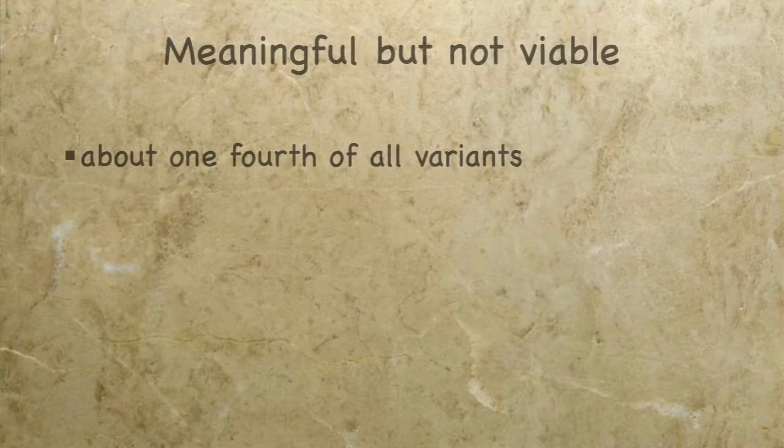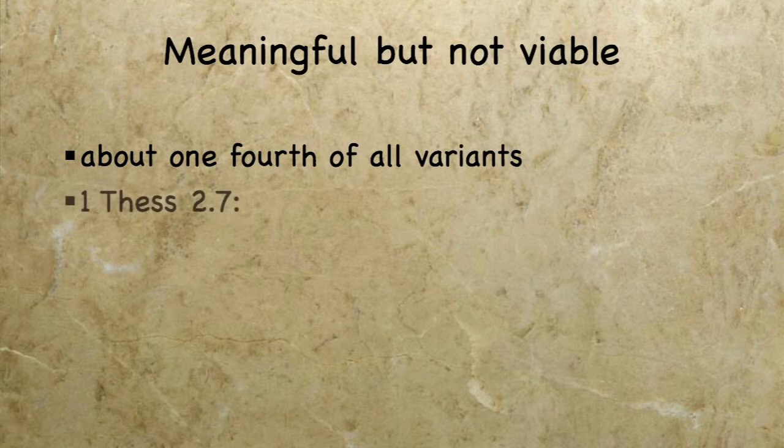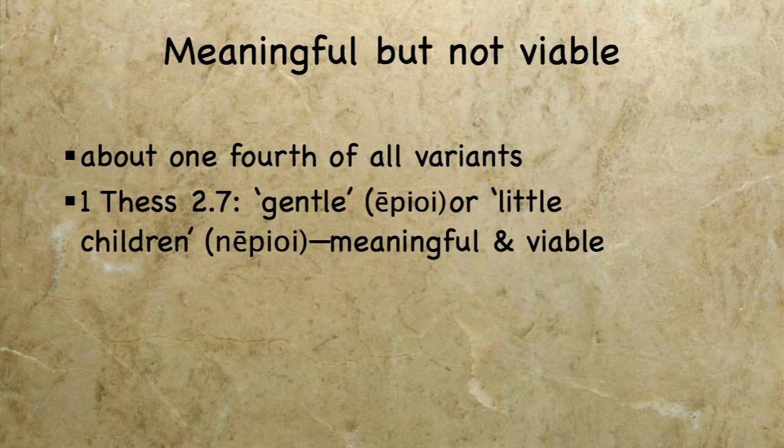One of the interesting ones is in 1 Thessalonians 2:7, and this really borders on neither meaningful nor viable, but in 1 Thessalonians 2:7, Paul says to the Thessalonians that we were little children among you, or he says we were gentle among you. Now those 2 variants are both meaningful and viable. It changes the meaning of the text whether Paul says we were gentle among you or we were little children.